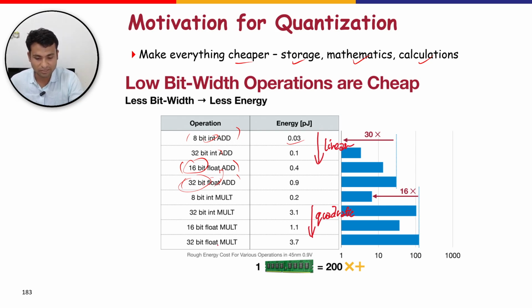Same is the case with multiplication. Obviously in multiplication the reduction is not linear, it is more like quadratic, because that's the nature of multiplication. When you look at how many additions are actually happening inside a multiplication, that pattern is quadratically decreasing.